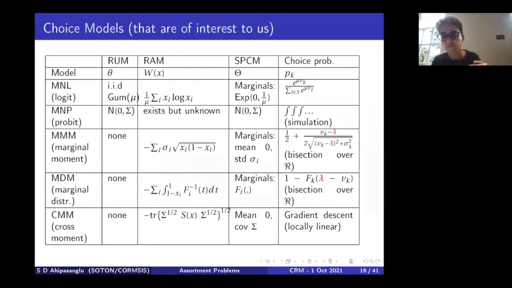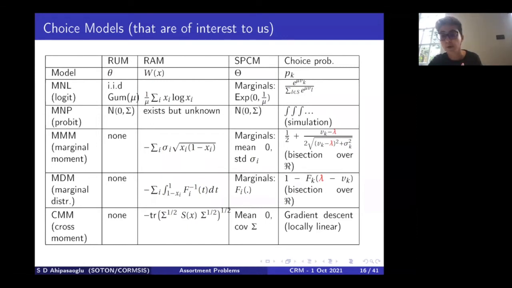So for example, if your marginals are known with their mean and standard deviation, then you get the MMM model, and you have this optimization function with this penalty function. Interestingly, this turns out to be a problem that you can solve by using bisection, because all you need to know is one Lagrange multiplier, which I will talk about in detail in the next slide.